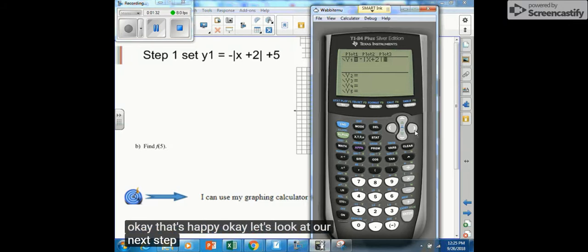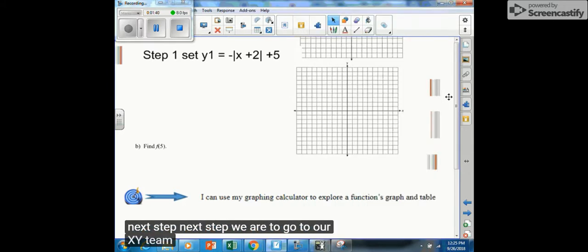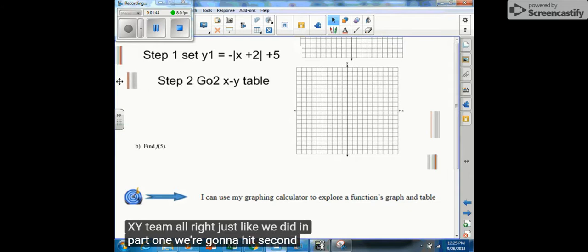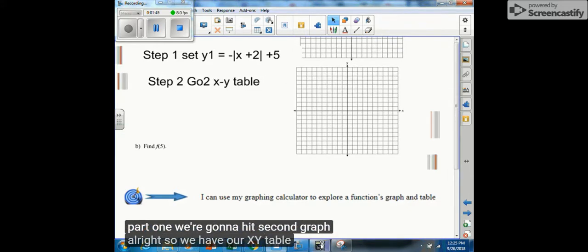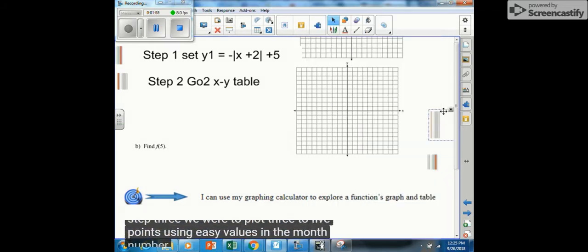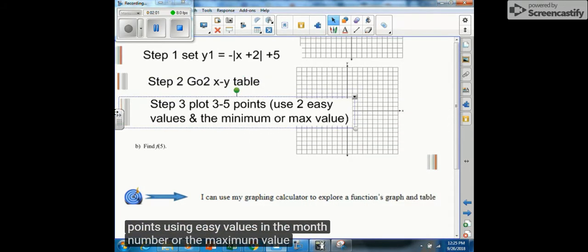Let's look at our next step. In our next step, we are to go to our XY table. Just like we did in part 1, we're going to hit second graph. So we have our XY table good to go there. Let's look at our next step. Step 3. We are to plot 3 to 5 points using easy values and the minimum or the maximum value.